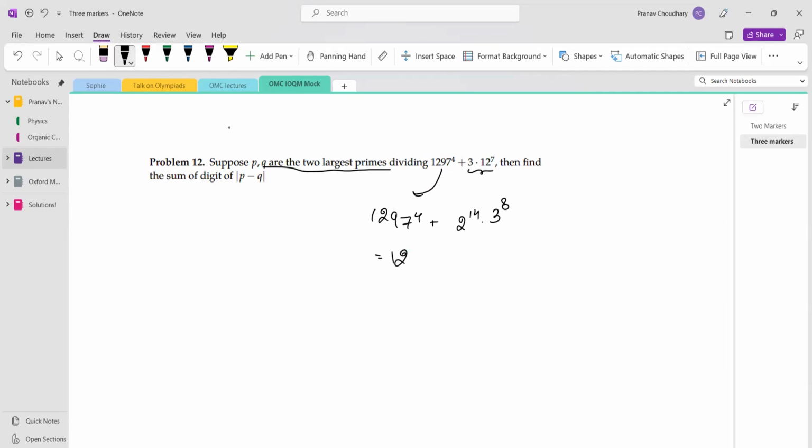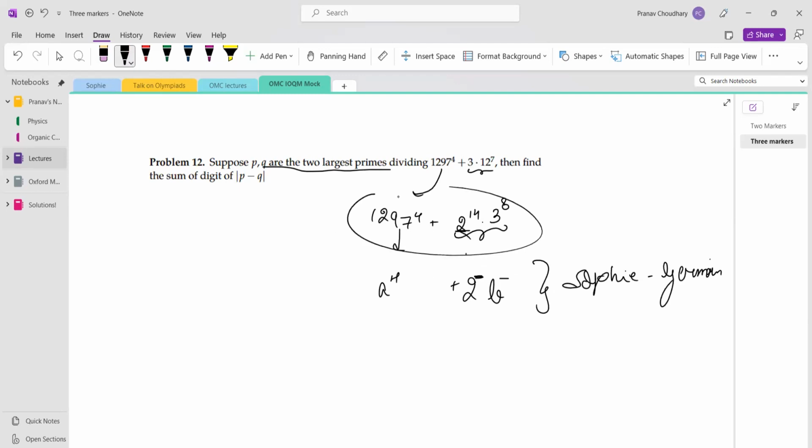And you can write this as, how do I motivate this? Basically, it's like a to the power 4 here, plus some factor of 2, 2 to the power something times b to the power something. This just looks like Sophie Germain. I think the idea is that if you have seen Sophie Germain before, then it's easier for you to spot. Otherwise, it's slightly hard to spot that factorization. So I'll show you how this thing works. I think it's a good enough trick to remember for IOQM.